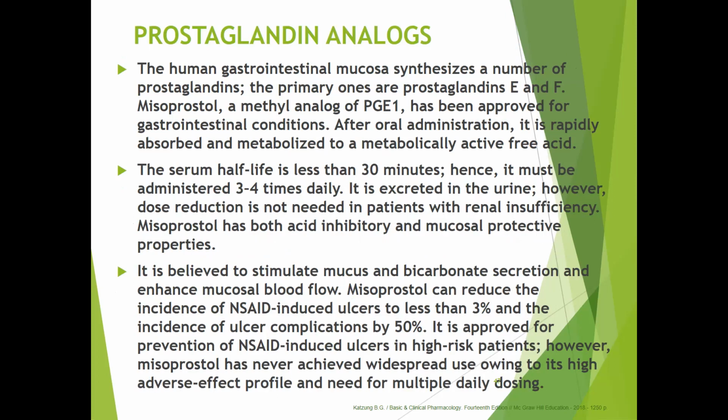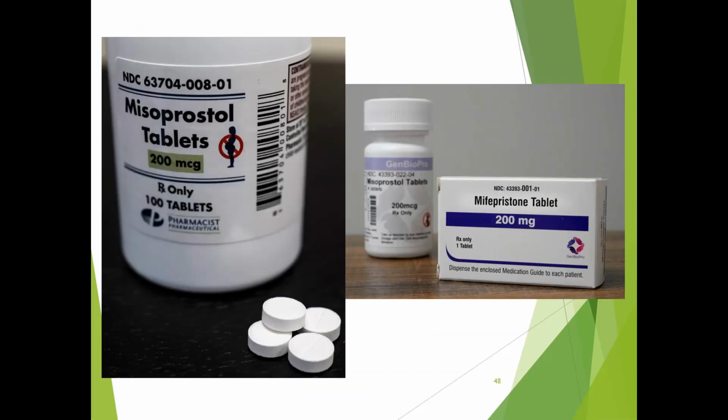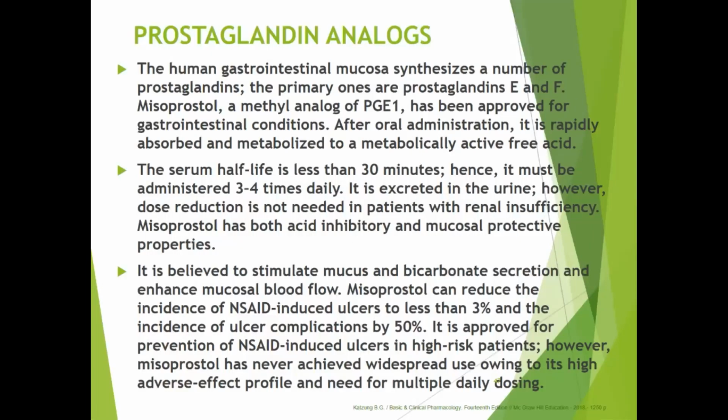Prostaglandin analogs. Practically, the human gastrointestinal mucosa synthesizes prostaglandins, for example misoprostol and mifepristone; misoprostol is the effective part of these drugs. That is the prostaglandin analogs. The serum half-life is less than 30 minutes. Hence, it must be administered 3-4 times daily. It is excreted in the urine. However, dose reduction is not needed in patients with renal insufficiency.